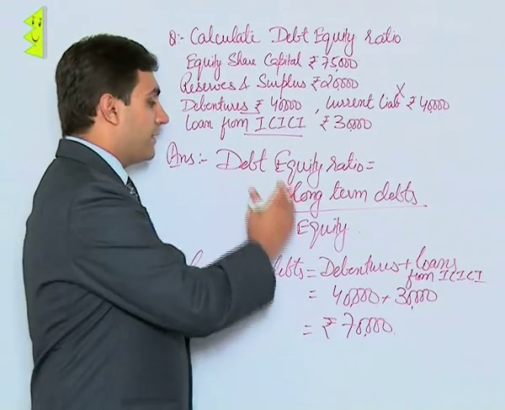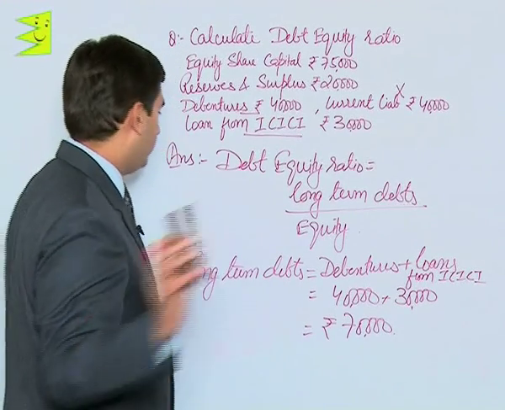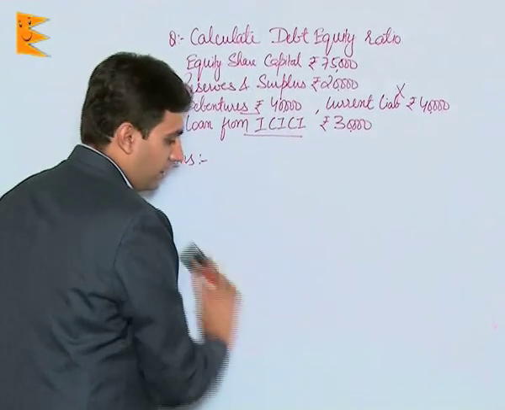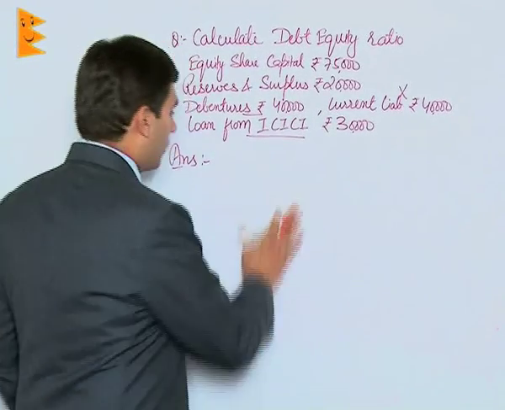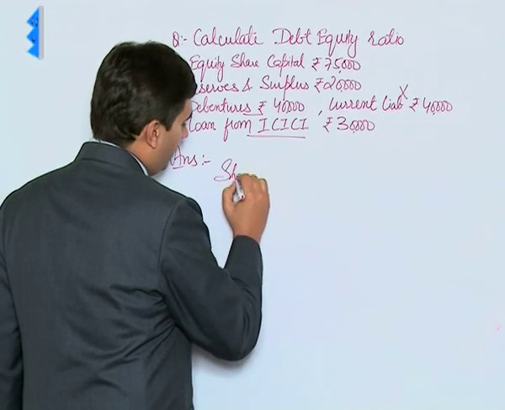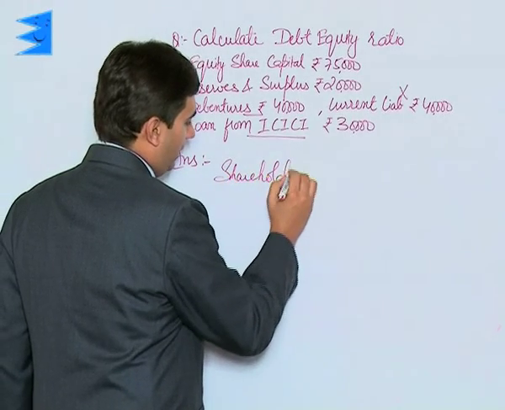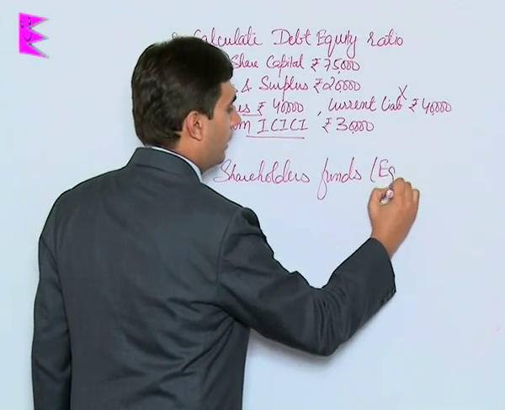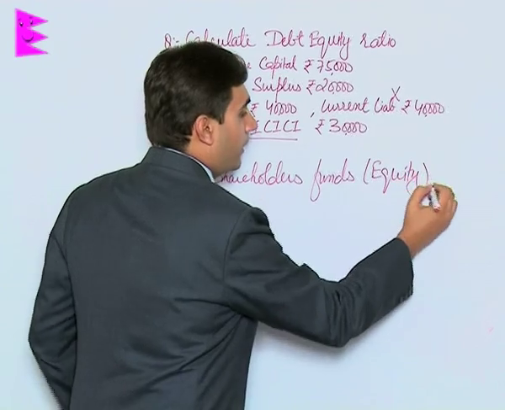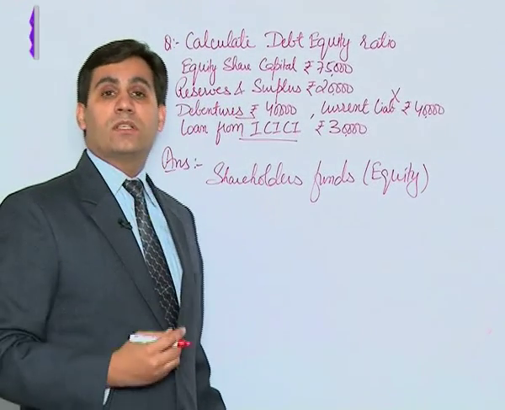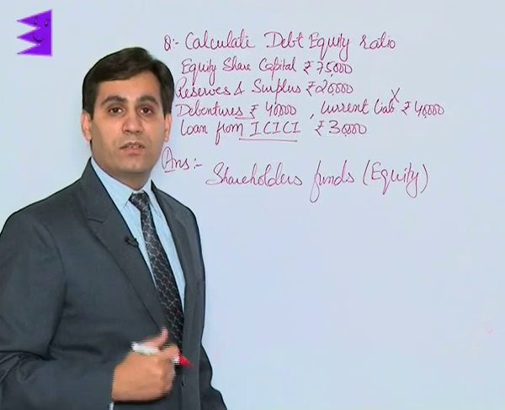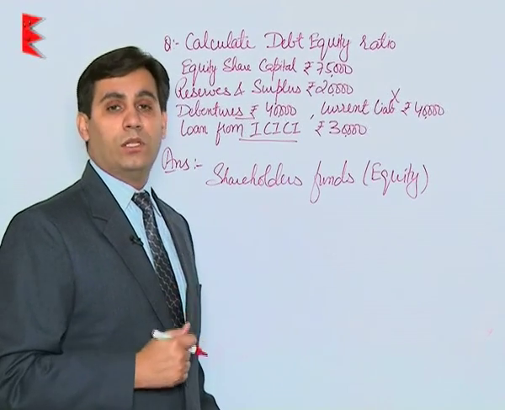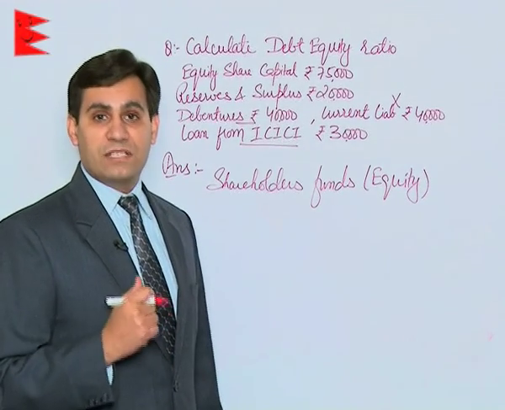Now, let us come to equity. Equity also means shareholders' funds. So students, shareholders' funds or equity includes what? It includes equity share capital, preference share capital, reserves and surplus, which actually belong to the owners, and from this total we deduct fictitious assets.